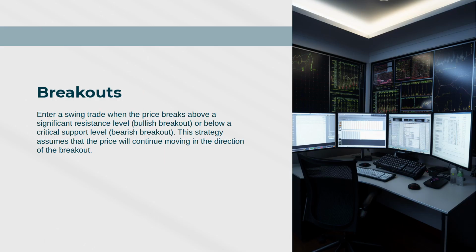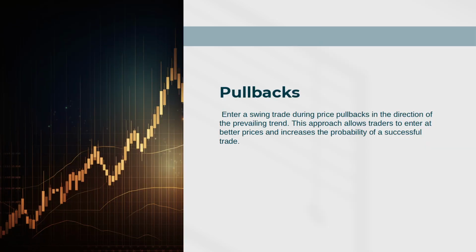Swing trading entry strategies. Breakouts. Enter a swing trade when the price breaks above a significant resistance level, a bullish breakout, or below a critical support level, a bearish breakout. This strategy assumes that the price will continue moving in the direction of the breakout. Pullbacks. Enter a swing trade during price pullbacks in the direction of the prevailing trend. This approach allows traders to enter at better prices and increases the probability of a successful trade.